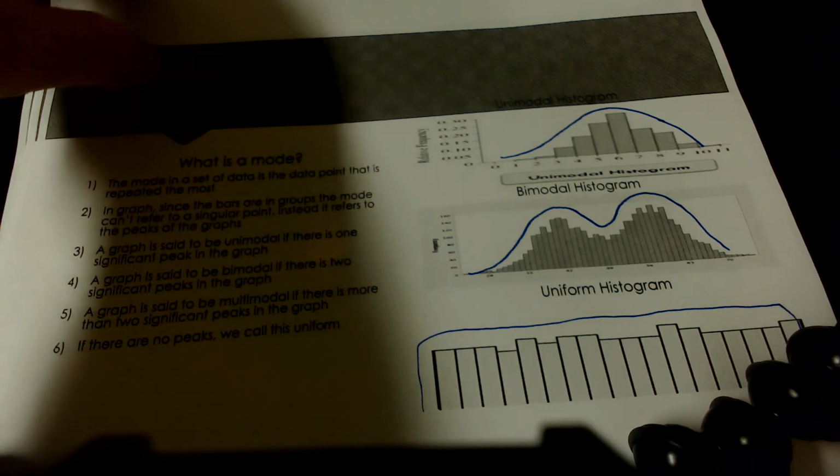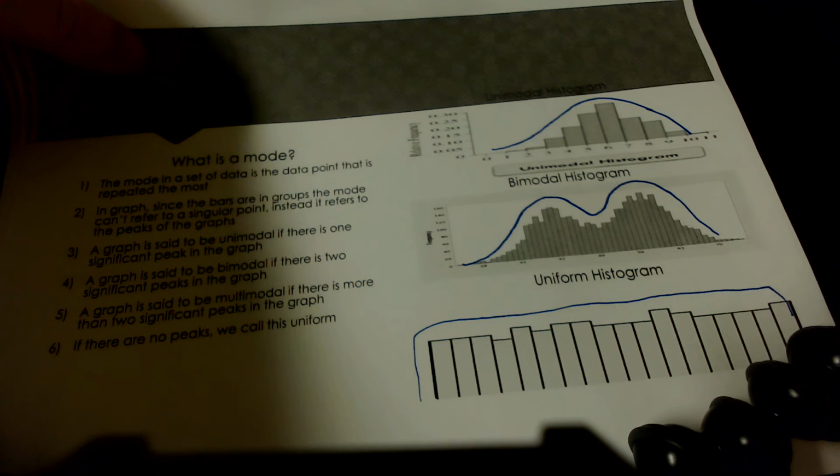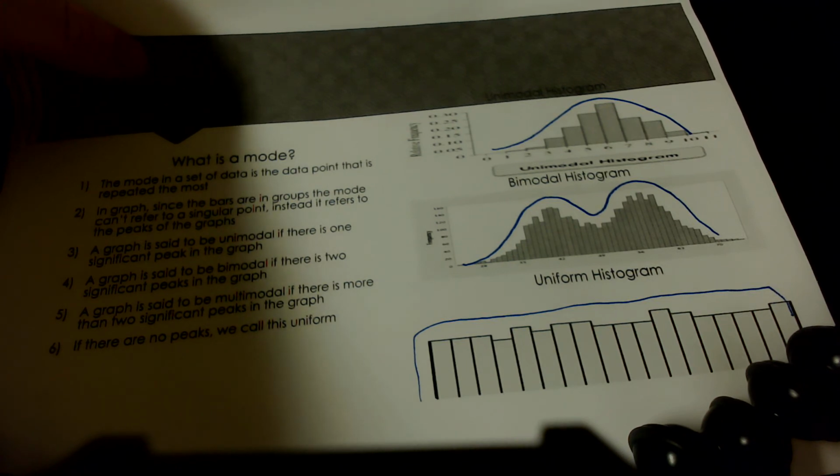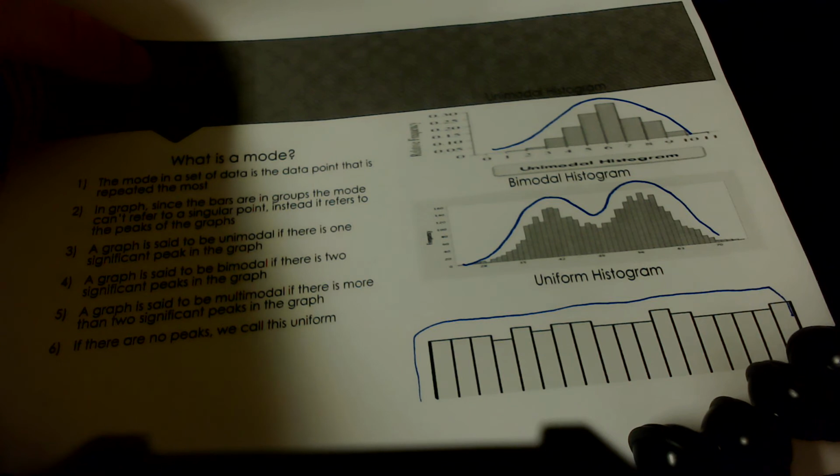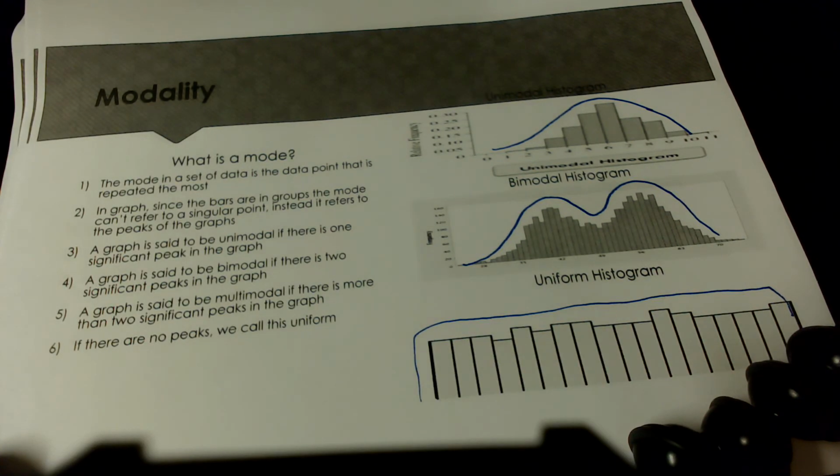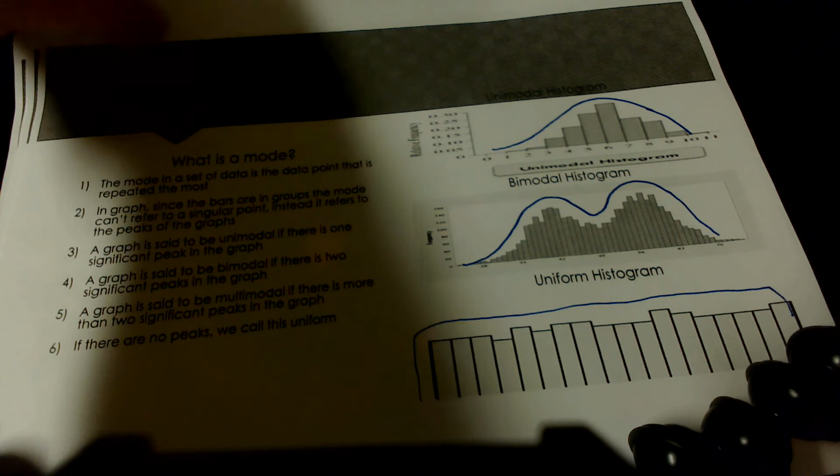All right. And notice how in the uniform graph, there are some small peaks, but they never really significantly rise or fall. So that's why it's not considered any kind of multimodal, because they're not really going up any high. It's got to be a significant rise.